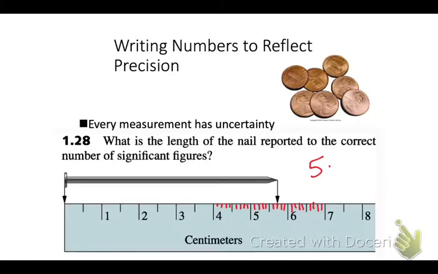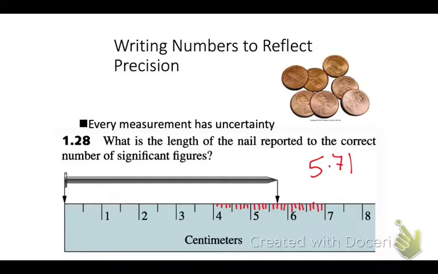It is a little bit 5.7. I can see the 7. That is part of the graduation. And is it right on it, or is it a little bit to the right? I mean, it's hard to tell, so I have to estimate.